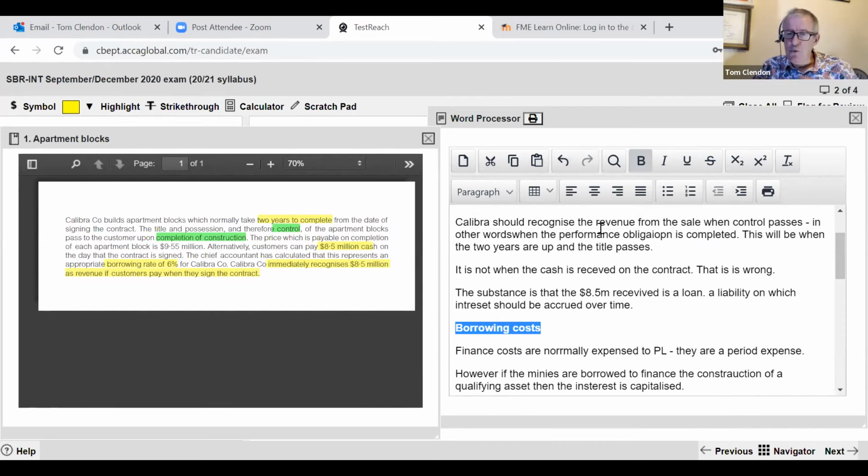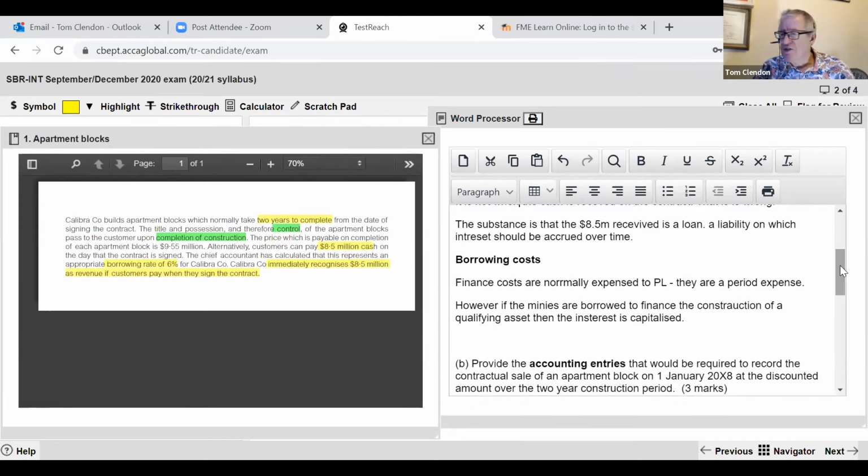But I've tried to say 5 things. They had what should they do? What they've done is wrong, and the substance is that it's a loan. Now, the fact that this is spelt wrong, the fact that that is spelt wrong really doesn't bother me whatsoever. It's clear what it means, received. Yeah, I'm not going to spend time going back over it.